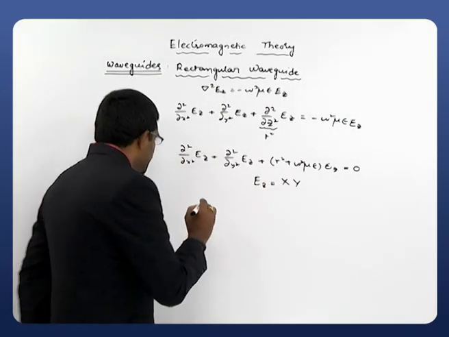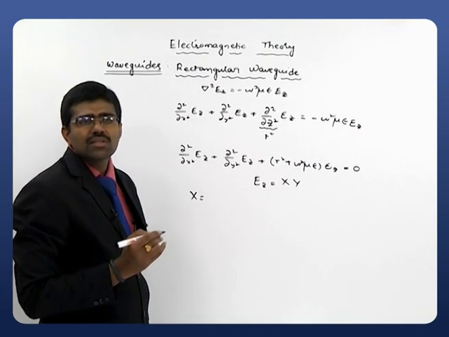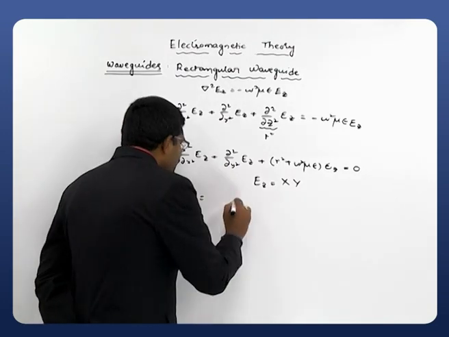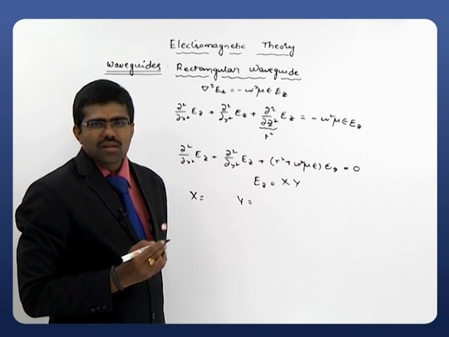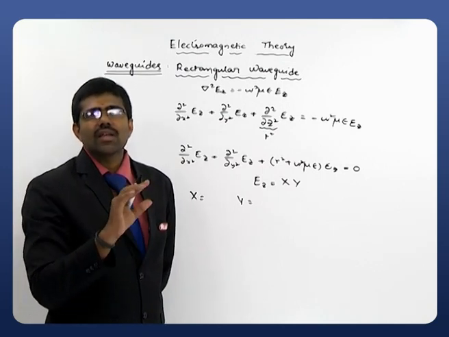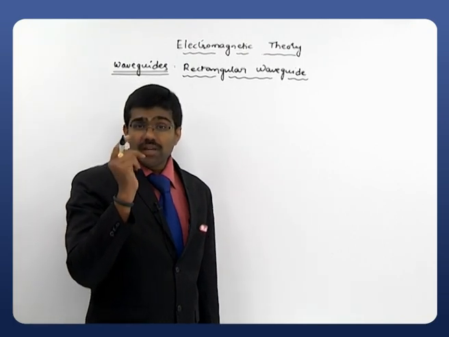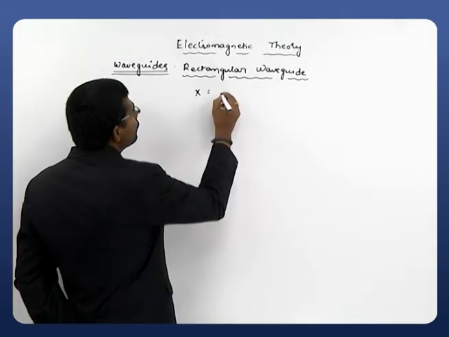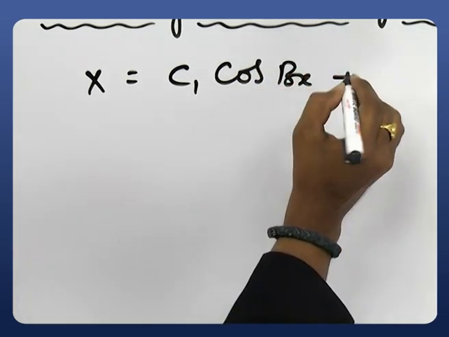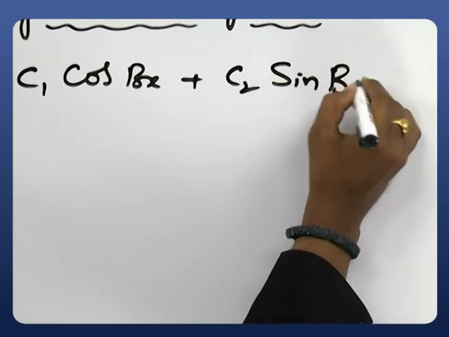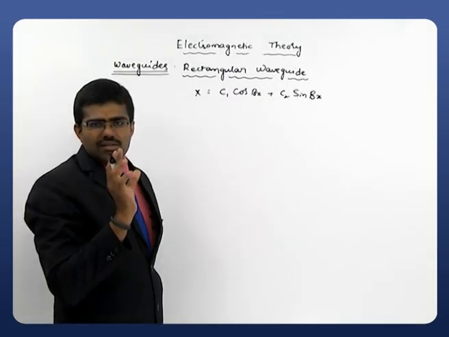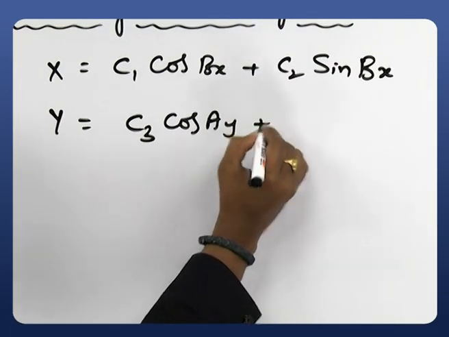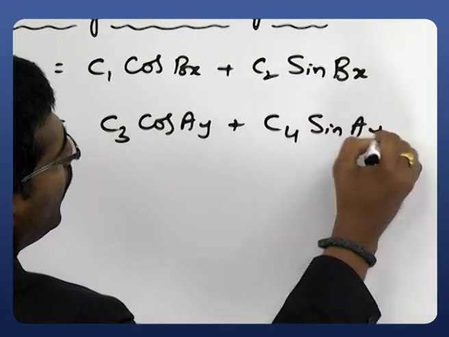The X will be like this. If you get the individual solution for X and Y, X is some solution in terms of sine and cos. Similarly, Y also you will get in terms of sine and cos. So directly I will give you the solutions for both X and Y. So what is the solution for X? Directly I am giving the equation, don't go for the derivation. X is equal to c1 cos bx plus c2 sin bx. So this is the equation for X. And similarly the equation for Y is c3 cos ay plus c4 sin ay.